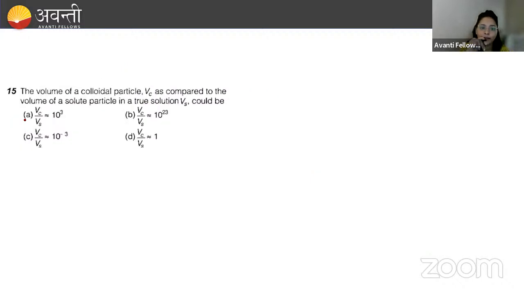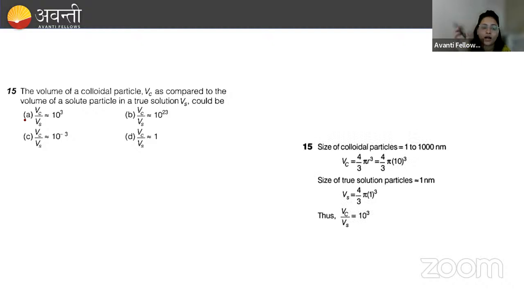The volume of colloidal particle is Vc as compared to the volume of solid particle in a true solution Vs. Here we need to find out what is the relation between Vc and Vs. So the size of colloidal particles is in which range? 1 to 1000 nanometer. Our colloidal particles range in this way. So Vc is 4/3 pi r cube. We know the volume, 4/3 pi r cube.